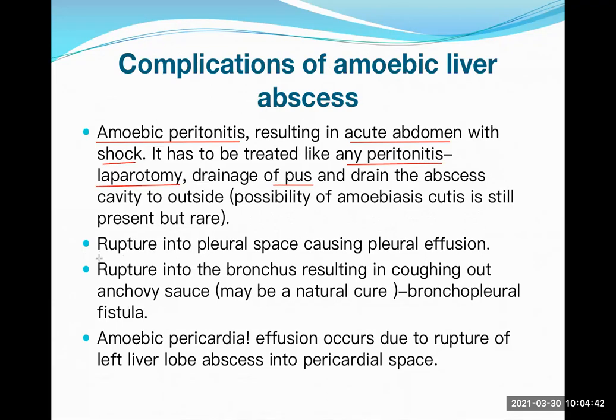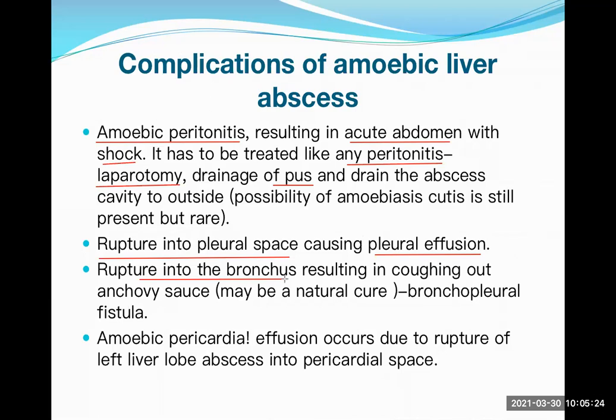Another complication may be rupture of the abscess into the pleural space, resulting in pleural effusion first and later on empyema thoracis. In the beginning, pleural effusion, later on empyema thoracis. Now, if it directly ruptures, this pleural effusion is empyema, there's no doubt. But sometimes what happens, there is perihepatitis formation, there is adhesion between the two structures, and then the inflammation may migrate towards the pleural cavity. So it is an exudative type of pleural effusion. Later on, it may turn into abscess.